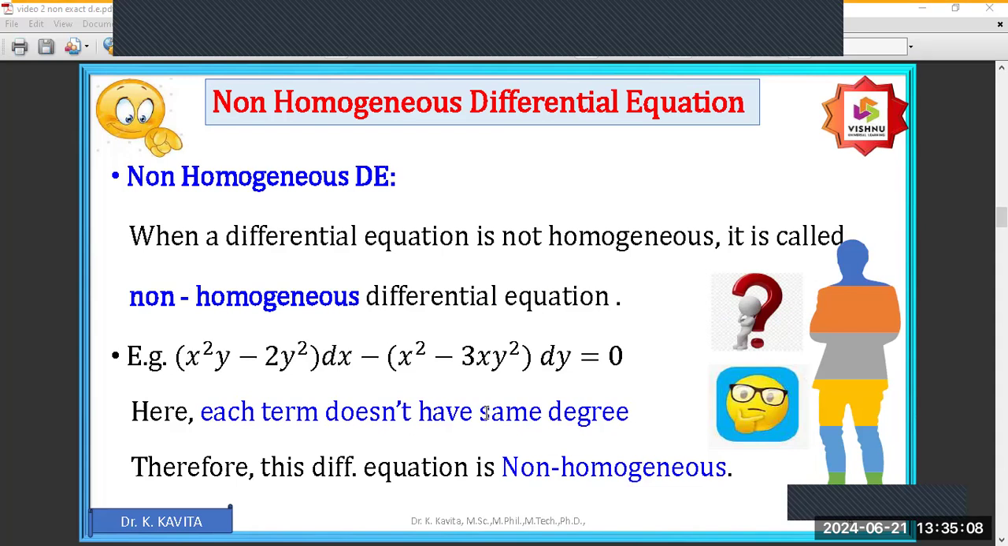Next, we'll move to the third one, non-homogeneous differential equations. When a differential equation is not homogeneous, we say it is a non-homogeneous differential equation. Here in the example, you can observe one term has degree 3, 2 plus 1, but the second term, x square, is 2, and x y is 1 plus 2, which is 3. So one term contains degree 3, another term contains degree 2. This does not match the homogeneous form, since each term does not have the same degree. Therefore, the differential equation is non-homogeneous.